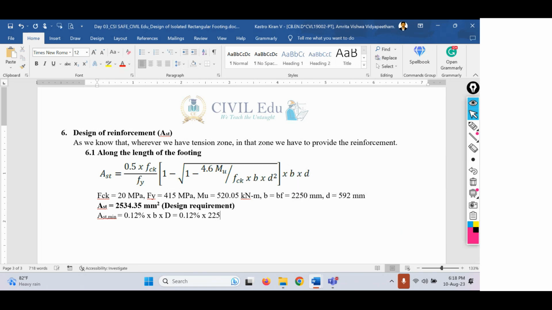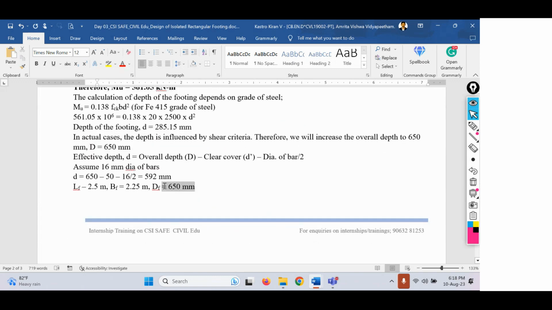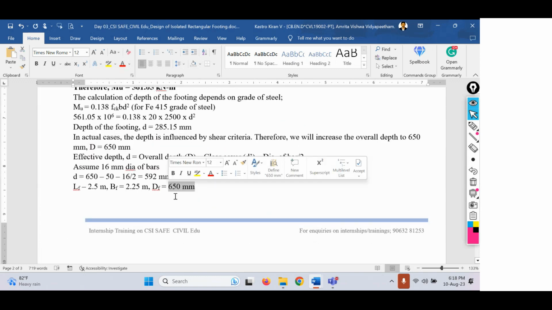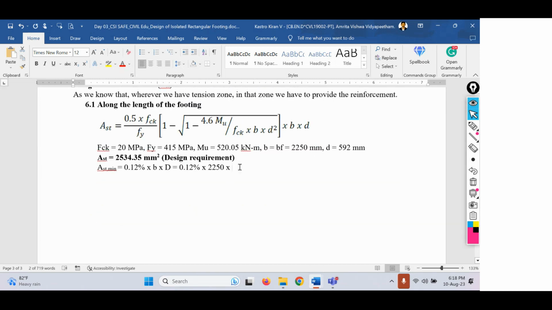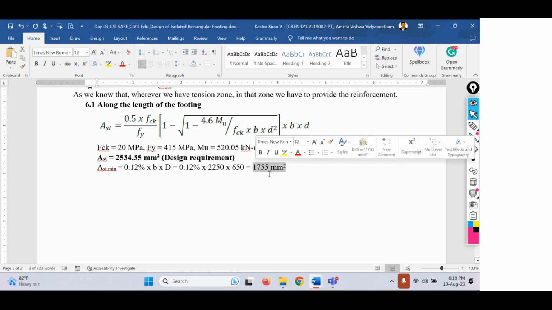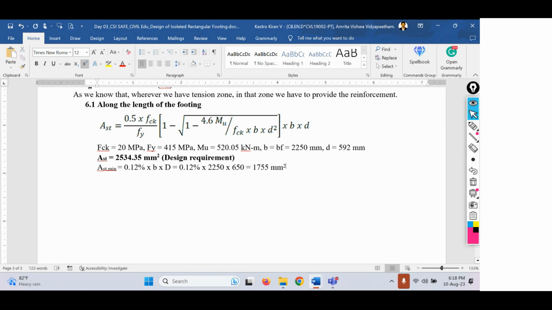Okay, 2250 into the overall depth. The overall depth we have considered as 650 mm. So let me write it as 650. Therefore, you are going to get the minimum reinforcement, Ast minimum, as 1755 mm square. This is the minimum reinforcement that we have to provide. What is the design requirement? The requirement is this much, but the minimum you have to provide is this much. In any case, you have to provide at least this area of reinforcement.